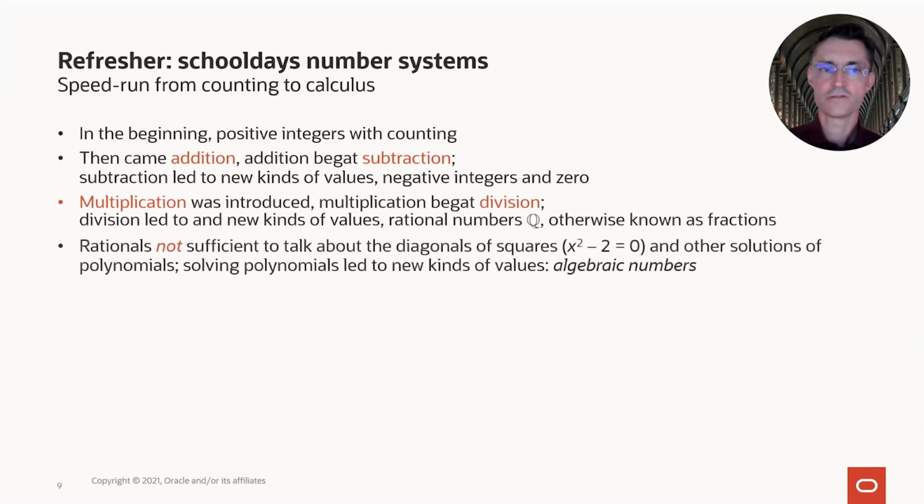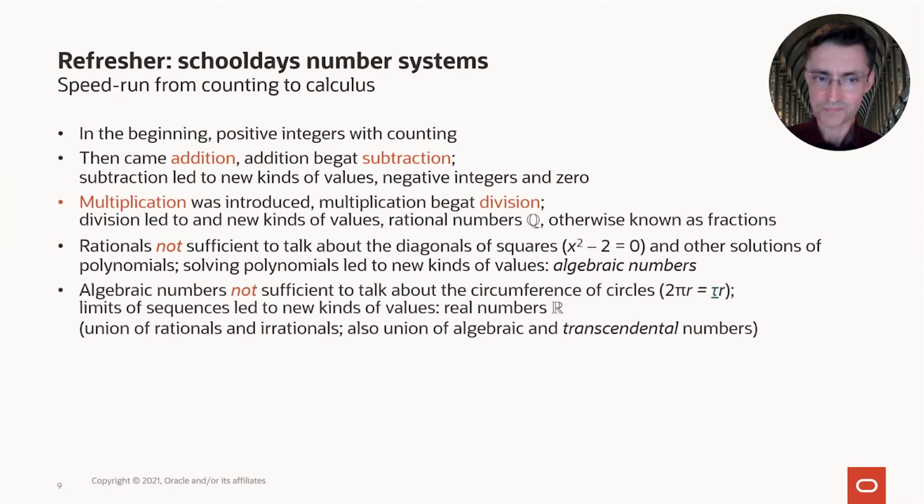Now, rationals aren't sufficient to talk about all the mathematical structures we have of interest. So even if we want to do something simple, like talk about the diagonal of a square, the diagonal of a square with sides of 1 is square root of 2, and square root of 2 is not a rational number, so we need something else. What we need to talk about diagonals in this case are called algebraic numbers.